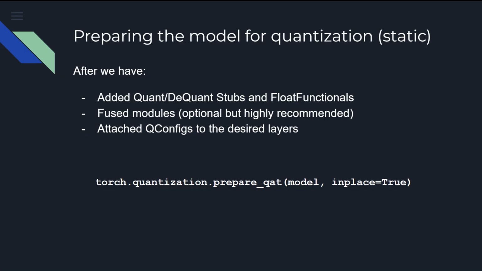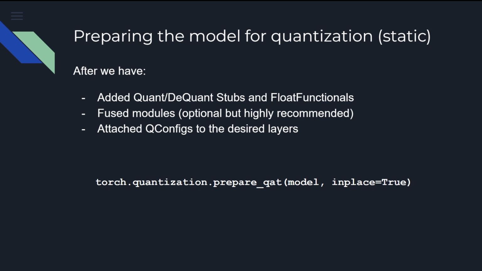Cool. So we've done all of that work. We've added our QuantStubs and FloatFunctionals. We've used modules, which again is optional but highly recommended. We've attached our QConfigs. We are ready to go. We literally just have to call one line of code, torch quantization prepare model in place true, and it will take your model and turn it into a quantizable model. Now this model is still going to be a floating point model, but you have the option to toggle on fake quantize and different things.